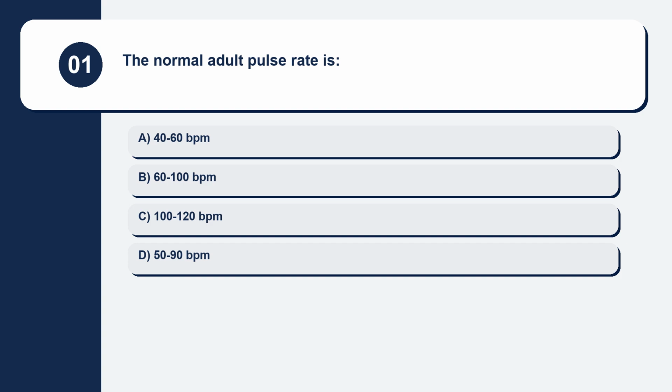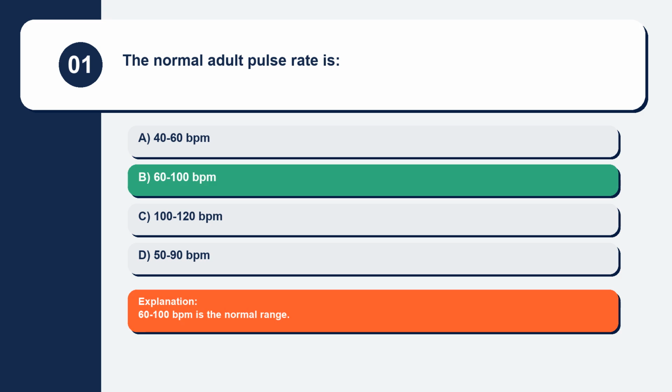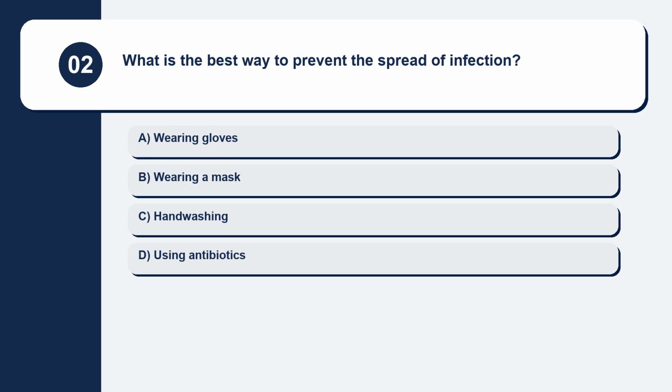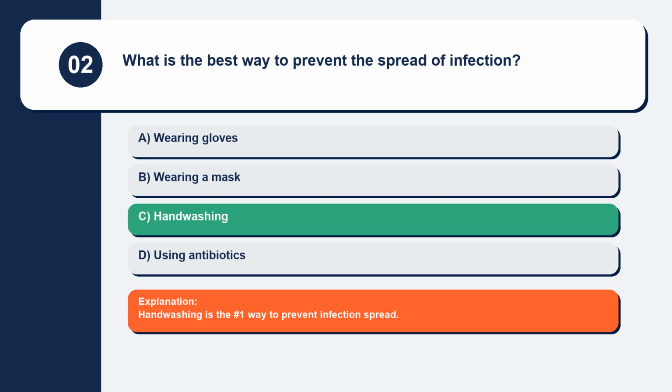Question 1. The normal adult pulse rate is: 40-60 bpm, 60-100 bpm, 100-120 bpm, 50-90 bpm. 60-100 bpm is the normal range. Question 2. What is the best way to prevent the spread of infection? Wearing gloves, wearing a mask, hand washing, using antibiotics. Hand washing is the one way to prevent infection spread.